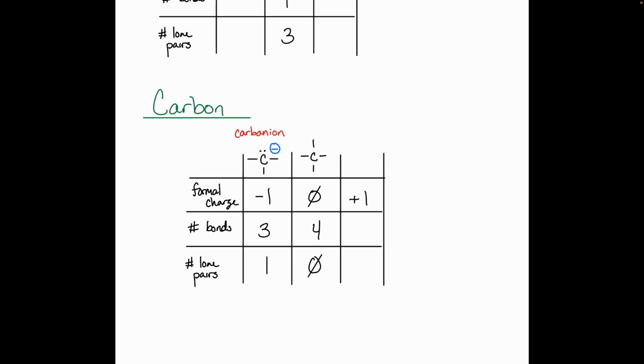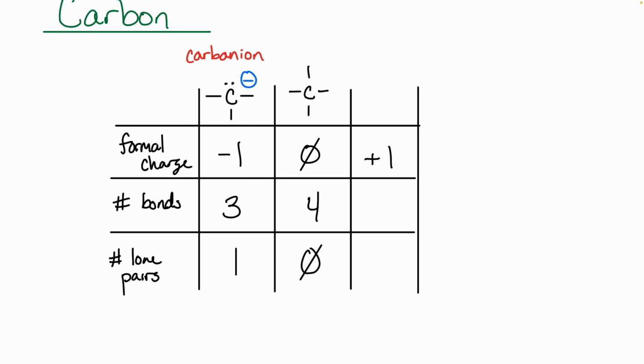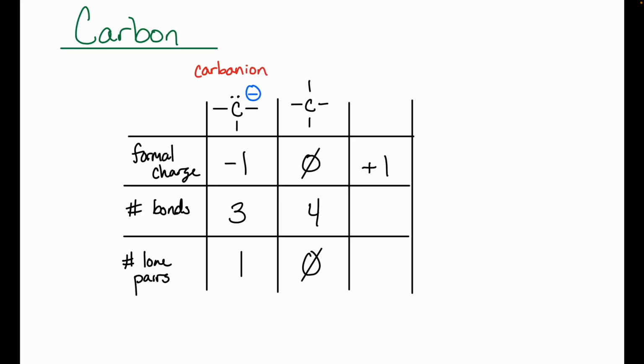Carbon's going to be unique in that respect. So first of all, if we're going to have a carbon with a +1 charge, that means it only has 3 bonds and no lone pairs, meaning it only has a total of 6 electrons, giving it an incomplete octet.